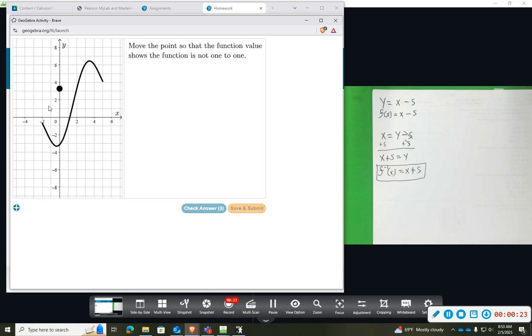So given a function has to pass the vertical line test, but to be one-to-one it has to pass the horizontal line test. That means that if I drew a horizontal line, it should only cross the graph in one spot. So it does all throughout the middle, but on these little hook parts it will cross twice. So I can pretty much move this dot anywhere in this region or anywhere in this lower region, and that would satisfy the part that fails the horizontal line test and makes this graph ultimately not one-to-one.